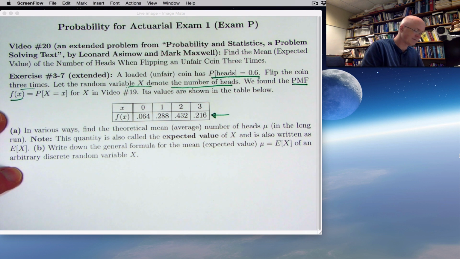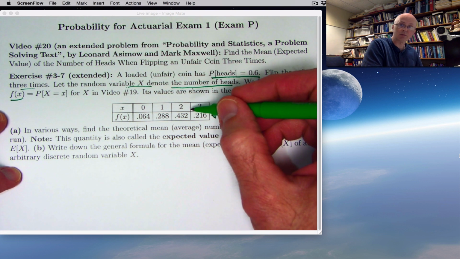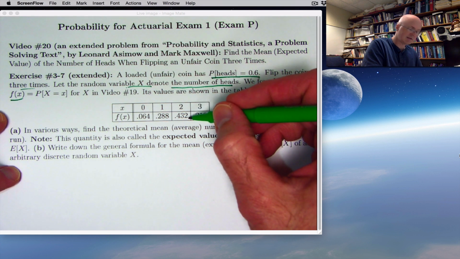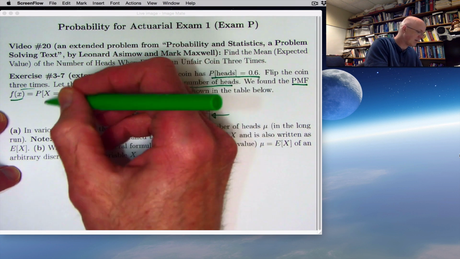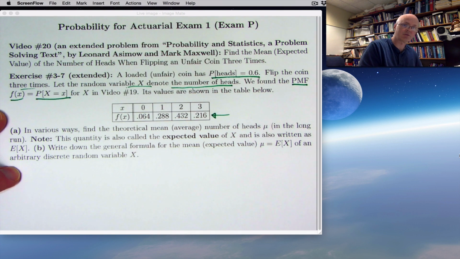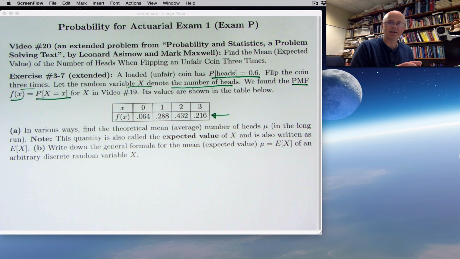What does it represent? Well, for example, when little x equals 2, you get little f of 2 equaling 0.432. That means the probability that capital X equals 2 is 0.432. Okay, and that's the highest probability. That's the highest chance. We also emphasized in video 19 that technically little f of x is defined for all real x, it just equals 0 for those other values of x.